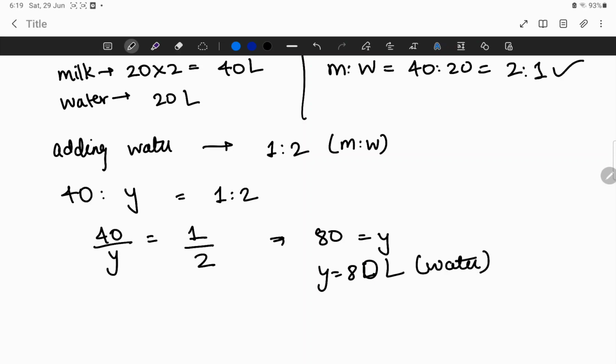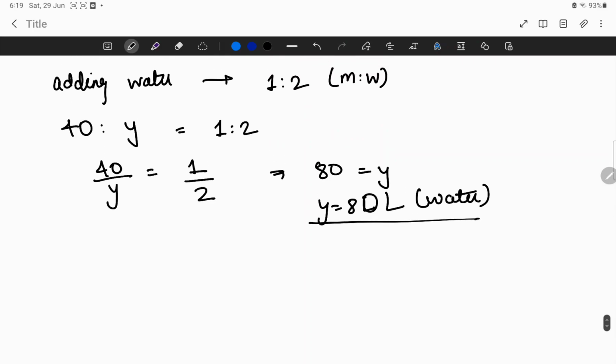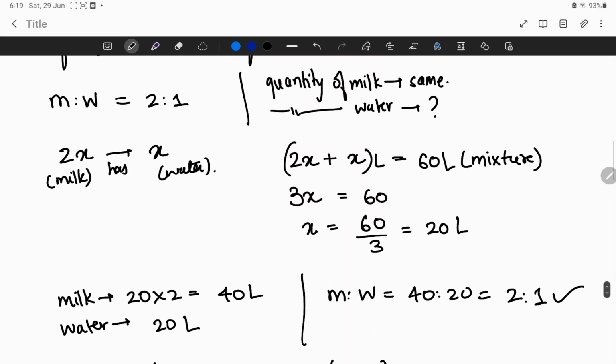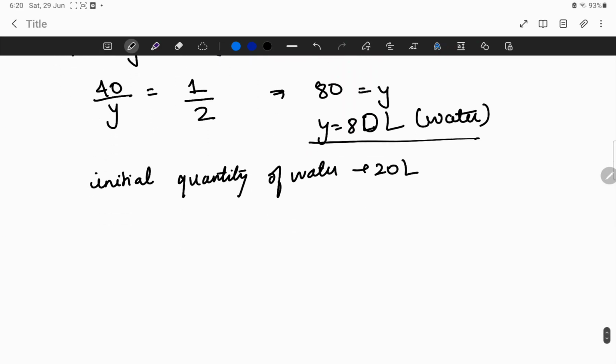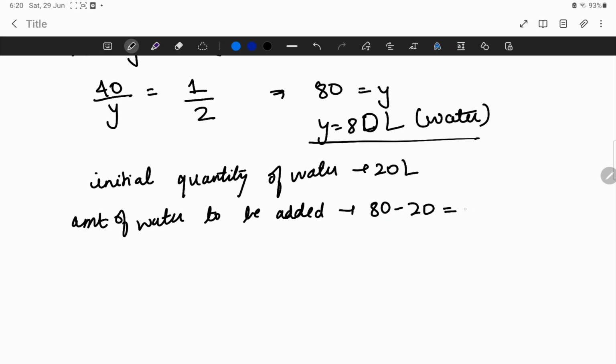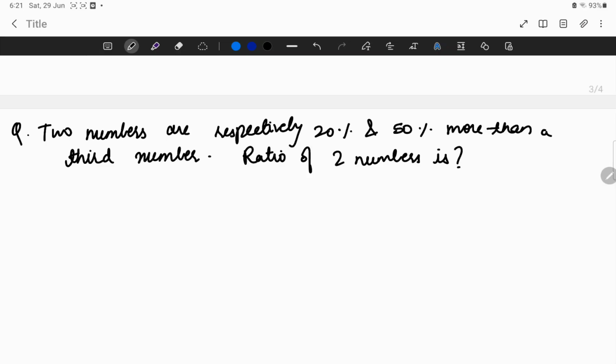water. Now because this is 80 liters water and our initial quantity of water was actually 20 liters, we can now deduce that the amount of water to be added is 80 minus 20, which is equal to 60 liters, and that is your final answer.